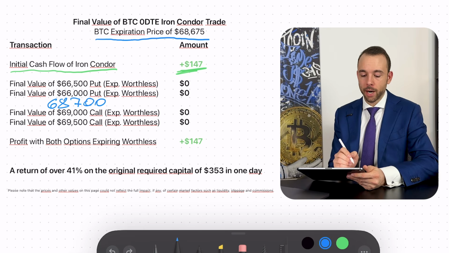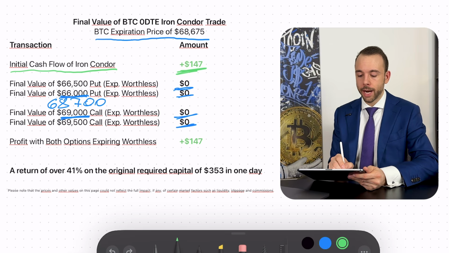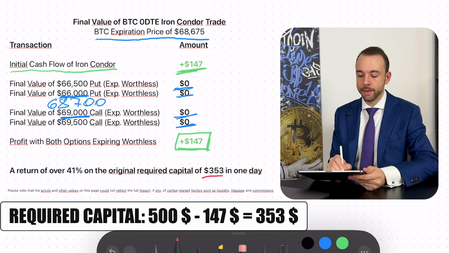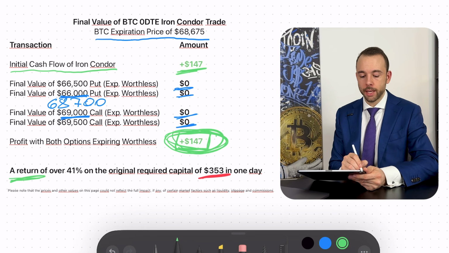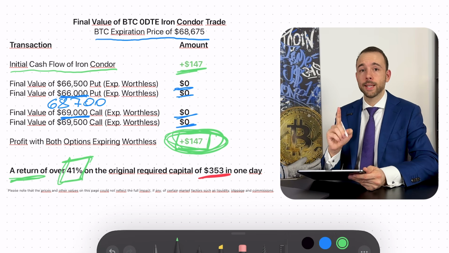And because the Bitcoin price at the expiration date was in between $66,000 and $69,000, all put options and all call options expire worthless. And as a result, the trader keeps the full premium that he received in the beginning. And because the trader was risking $353 per trade and gets $147, the total return of this trade is equal to over 41% in one single day.